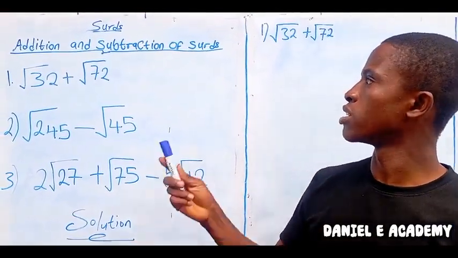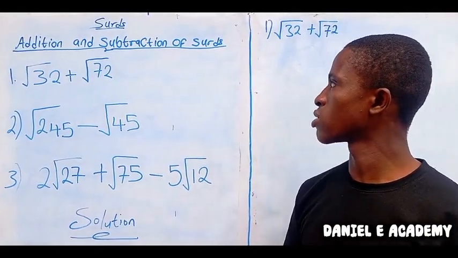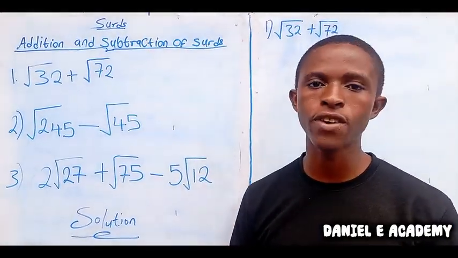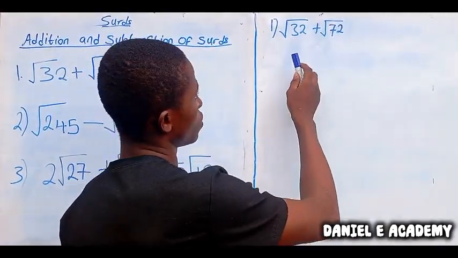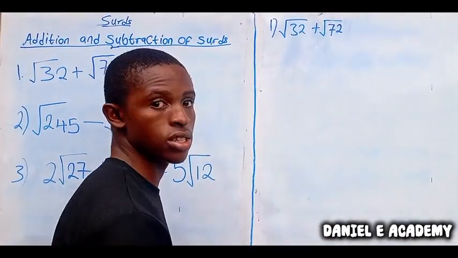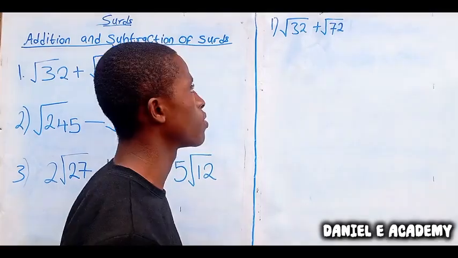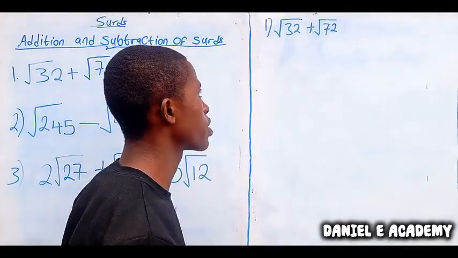Today we'll be simplifying addition and subtraction of surds using this very fast method. So let's start with question 1: root of 32 plus root of 72. How do we simplify this question using this very fast method?